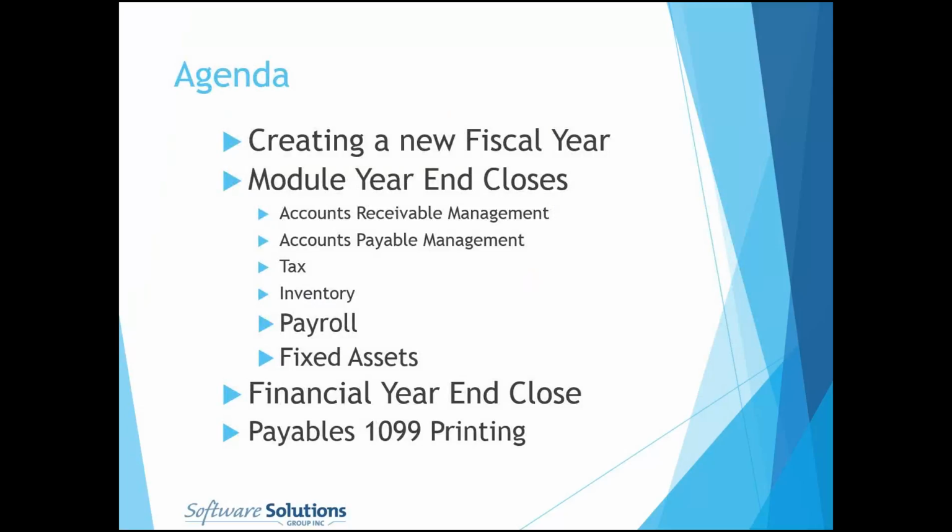So what are we going to talk about today? We're going to talk about creating a new fiscal year. If you haven't already, you're going to want to soon. We're actually going to demo that. We're going to talk about the various module year-end closes, their relative importance, and we'll talk about each of those. We're going to talk about the financial year-end close, and then we're going to delve into Payables 1099 printing. If you saw this last year, there are a few small changes to keep aware of and some things that we want to talk about. Alrighty. Everyone hear me? If not, please use that chat window.